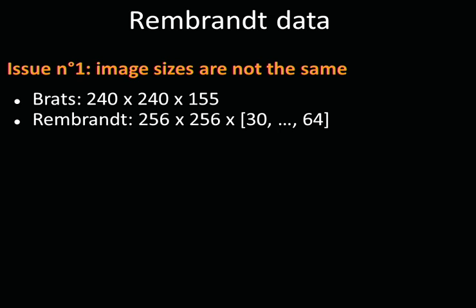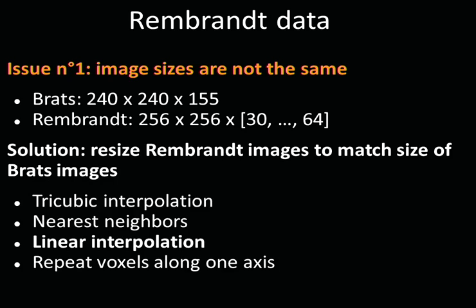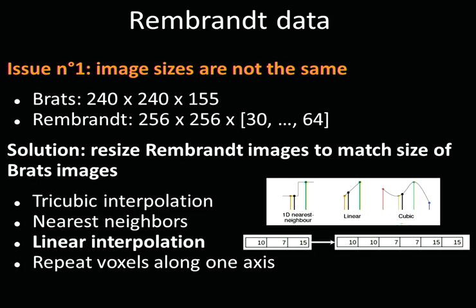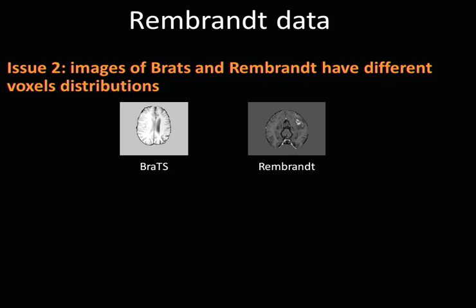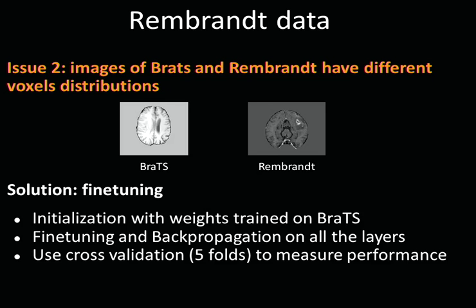So these are the 2 issues that we had to solve. First, the image sizes are not the same between these 2 cohorts. And we evaluated several ways of interpolation, but essentially the simplest interpolation, linear interpolation, gave the best results. And secondly, also the image intensities and the intensity distributions were very different between the 2 cohorts, between BRATS and between Rembrandt. And our solution is essentially fine-tuning, whereby we use a subset of the new cohort to keep training the model. And I will explain that in the next few slides.